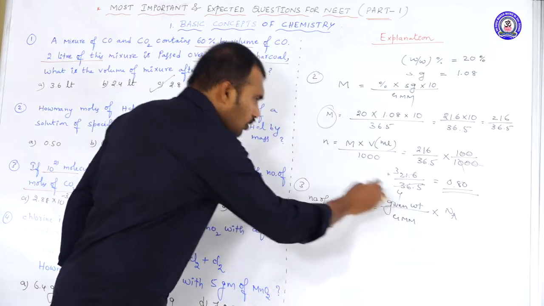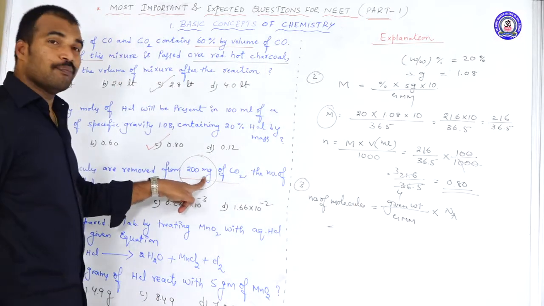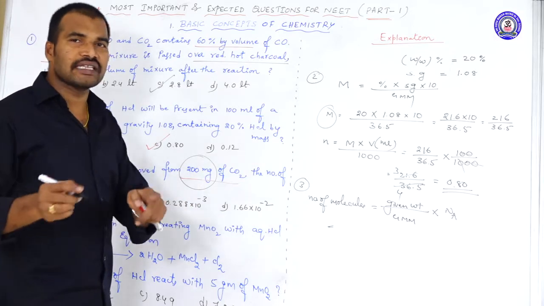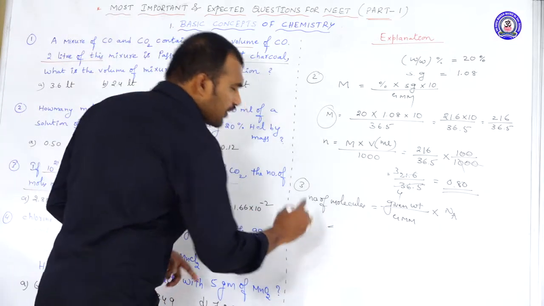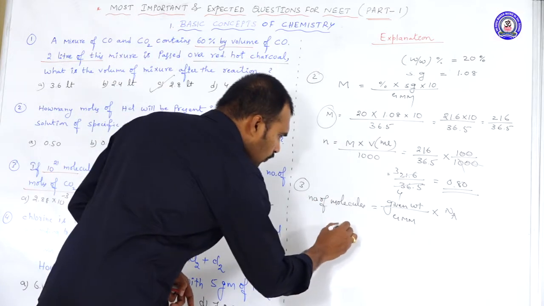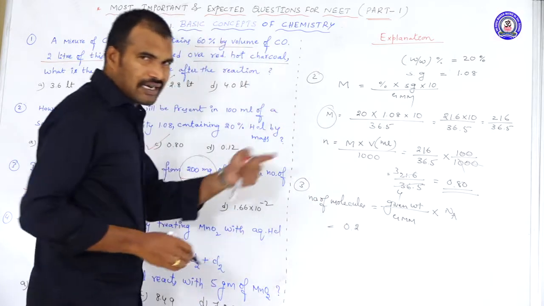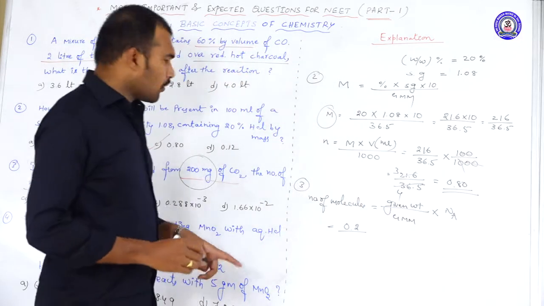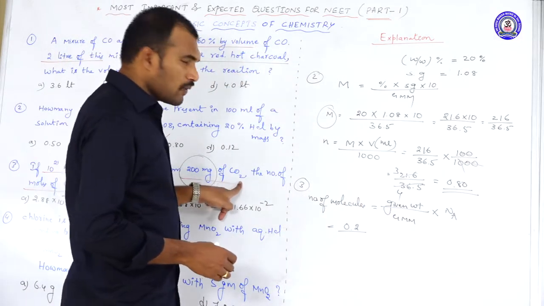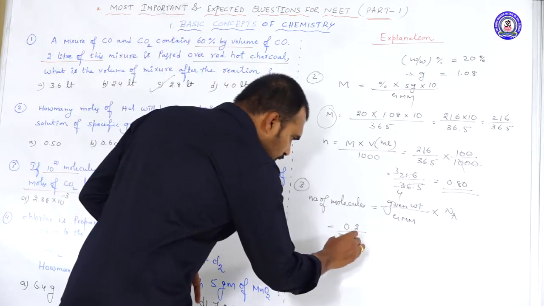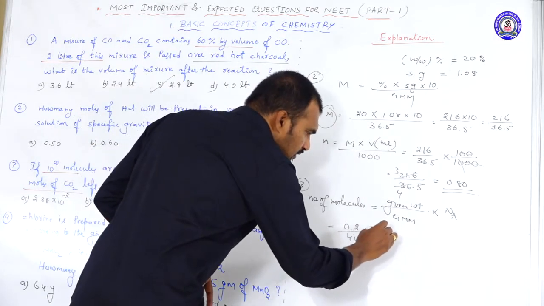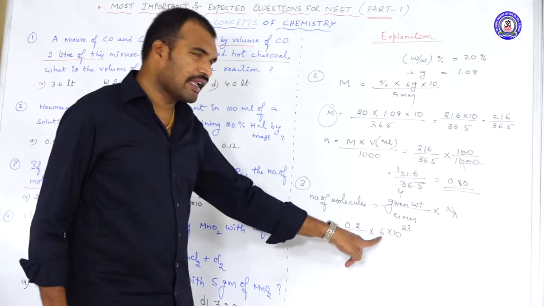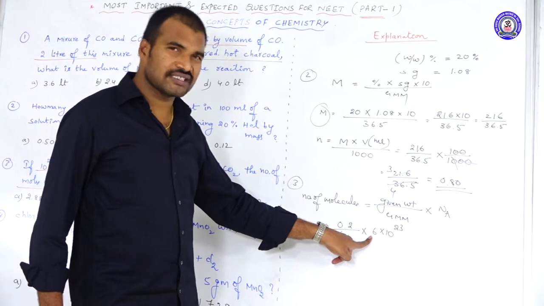So just substitute the given weight. What is it? 200 milligrams, not grams. Milligrams means 10 power minus 3 grams. So 200 into 10 power minus 3 means it will be around 0.2 grams. I am directly writing 0.2 grams by the gram molar mass of CO2. As we know, 12 plus 32, 44, into Avogadro number, that is 6 into 10 power 23. I am rounding the Avogadro number to 6.